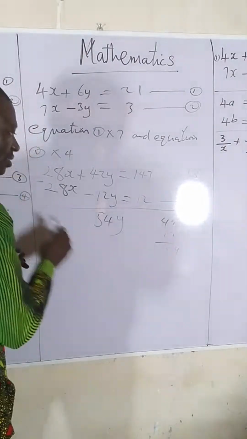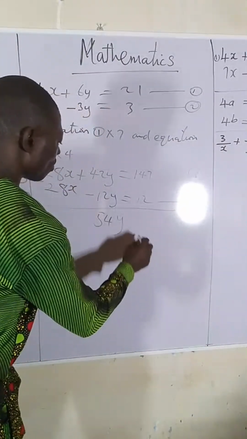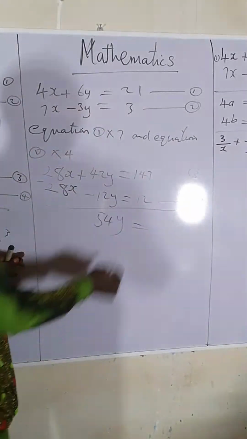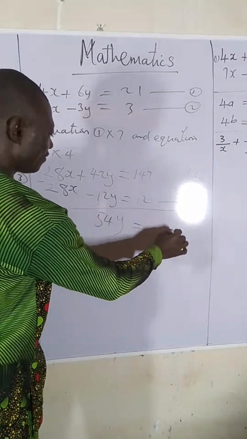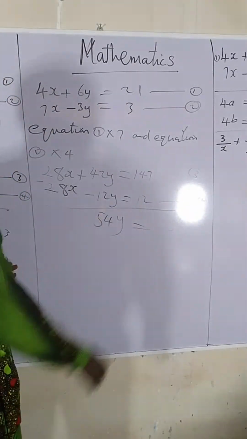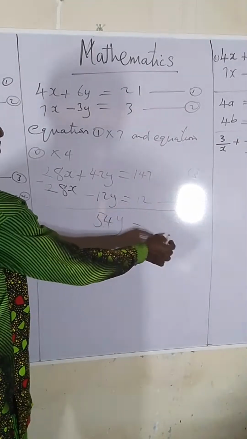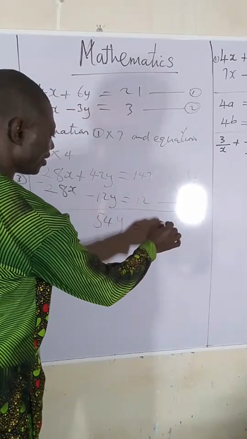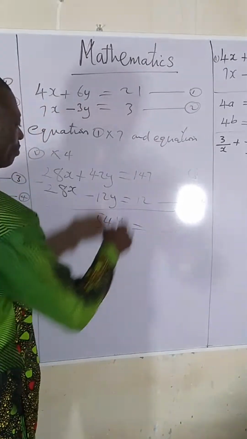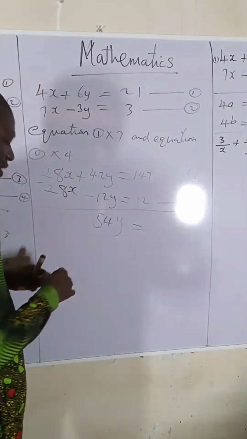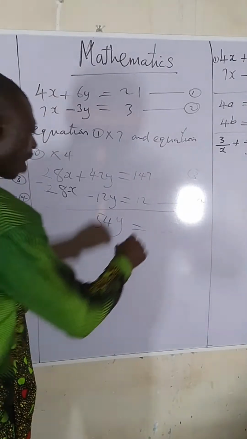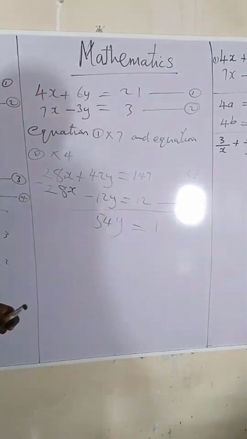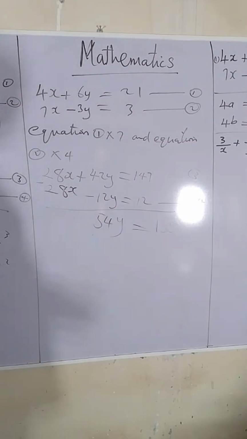We have 54y is equal to, we take away here, 7 minus 2 will give us 5. I hope we are following this. 7 minus 2 will give us 5. And 4 minus 1 will give us 3. In that case, we bring down 1. So our number there becomes 135.